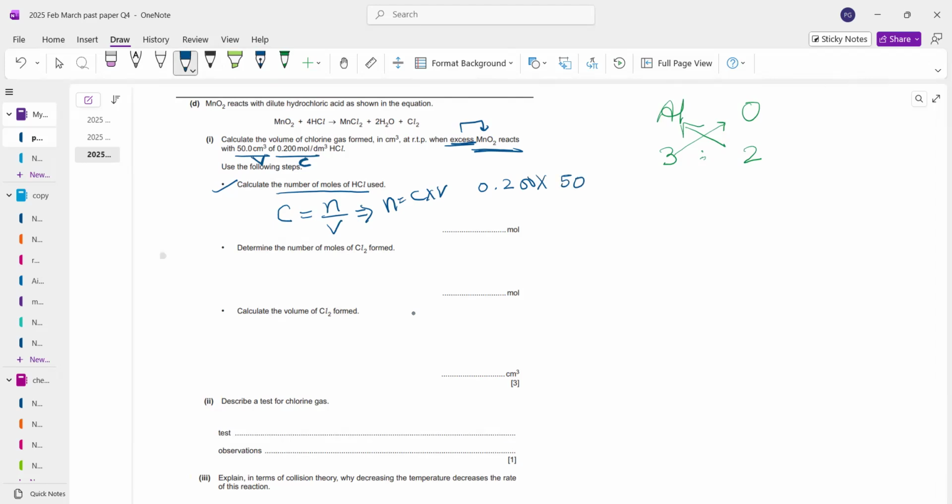Now a point to be noted here is that the volume is in cm cube and the concentration is in mole per dm cube. So dear children, for converting cm cube to dm cube, we are supposed to divide by 1000. So we'll divide this 50 by 1000. And what we will get is 0.01 moles.